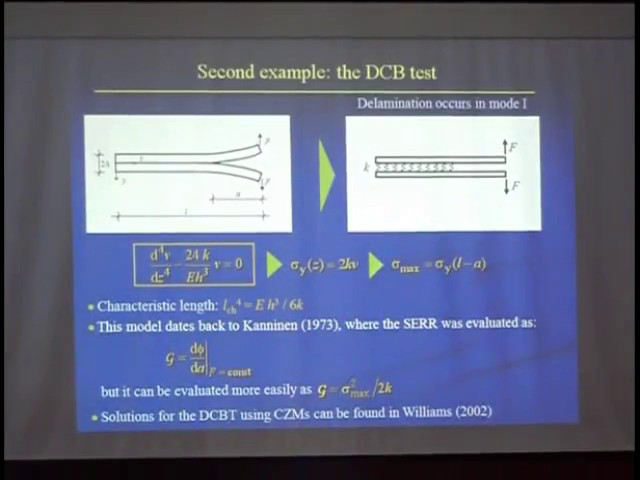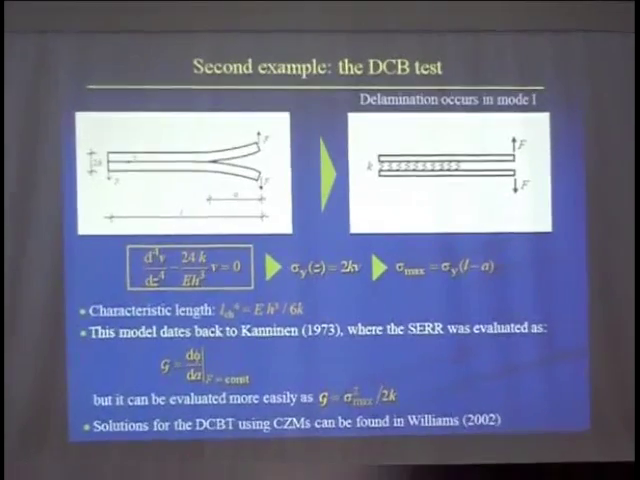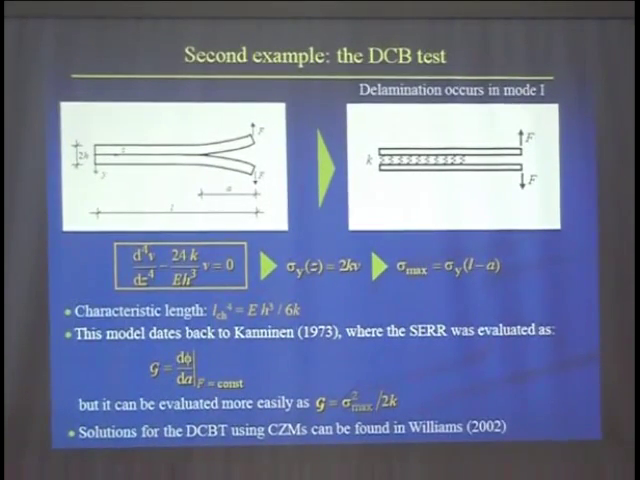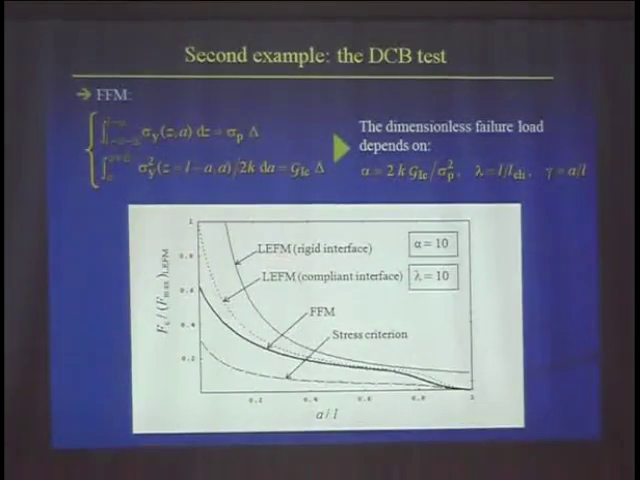The second example I considered, and I will skip any analytical details, is the double cantilever beam test. Again, the interface between the two cantilever beams can be modeled by a bed of vertical springs, as in the model by Kanninen in 1973. We can evaluate G as done before, and therefore we can apply linear finite fracture mechanics. And here is a preliminary result.